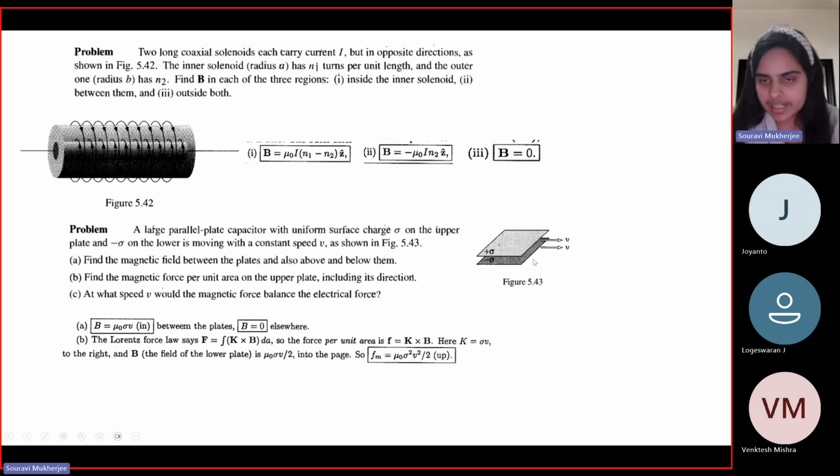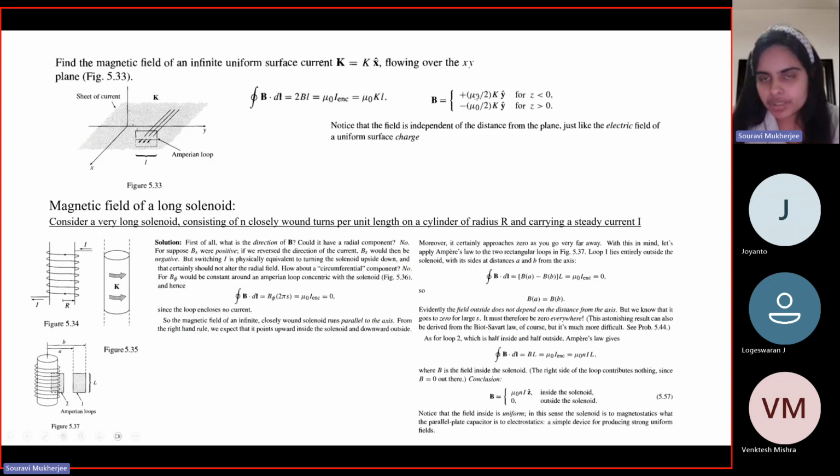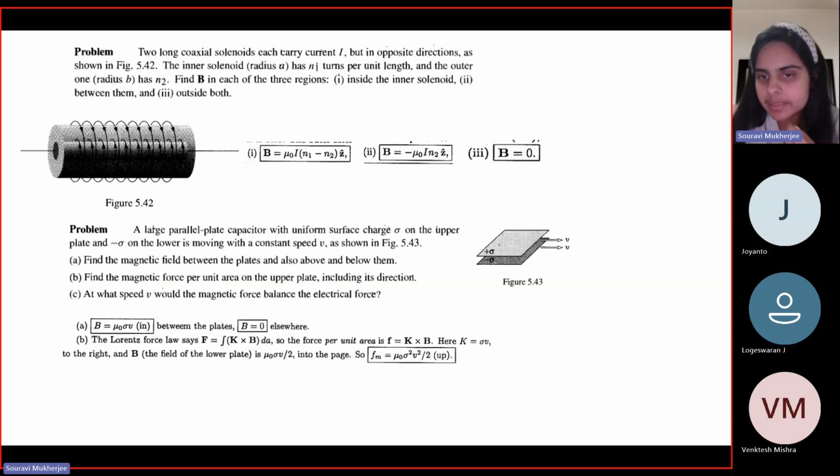So basically, for the first sheet, the upper sheet, let us go back and just use this formula. In between the two sheets, considering the effect of the first sheet, you will have a field of mu naught K by 2, and K is equal to sigma into v. Similarly, for the second sheet, you will again have a similar field given as mu naught sigma v by 2. Now you add the two, so in between the two plates you get the net field to be mu naught sigma v.